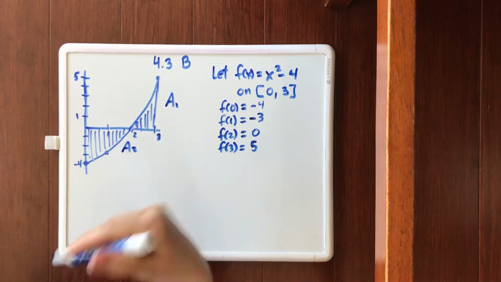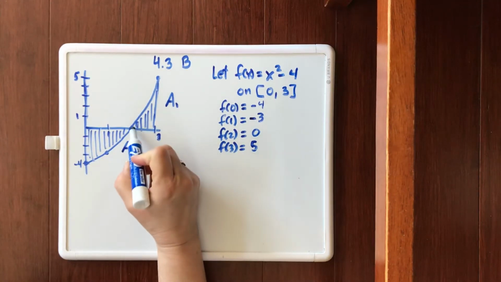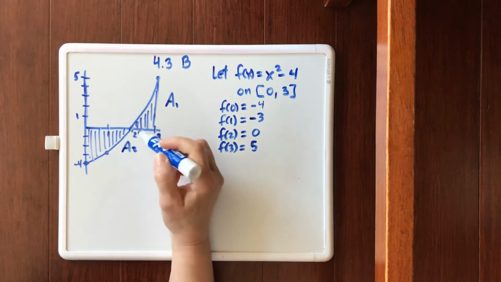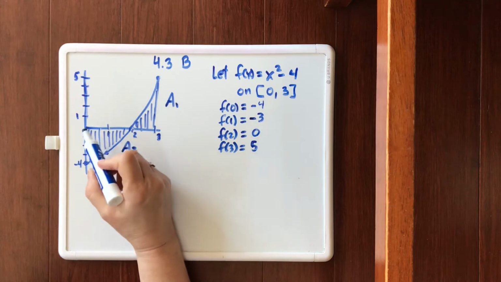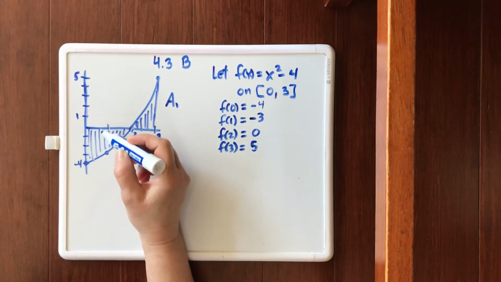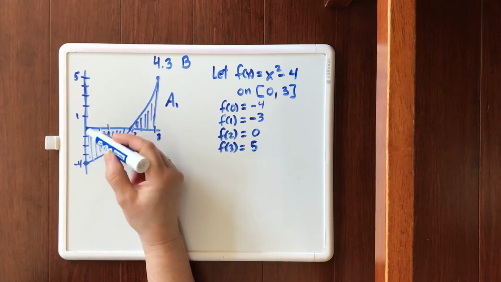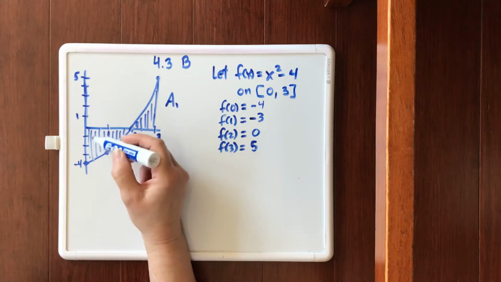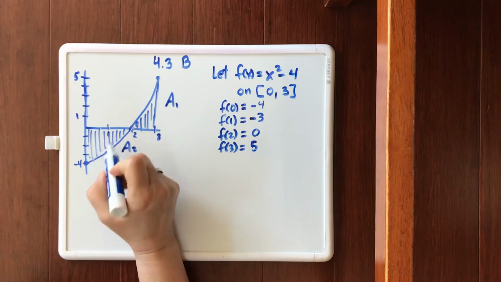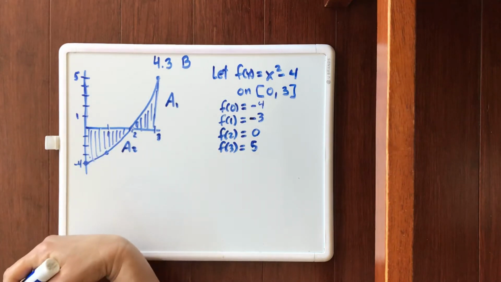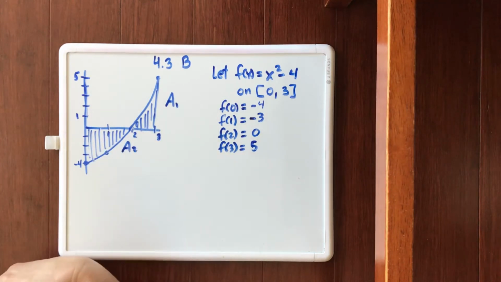Now we have an issue here because when we find area here, we're doing a positive number times a positive number. It gives us a positive. But here, if you notice, here's a positive, and then we go down to a negative, and a positive times a negative is negative, and we can't have negative area. So when it comes to finding this out, we're going to have to use the absolute value sign so we get rid of that negative number.